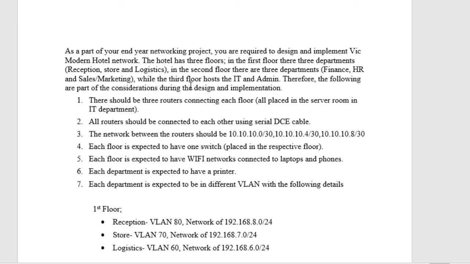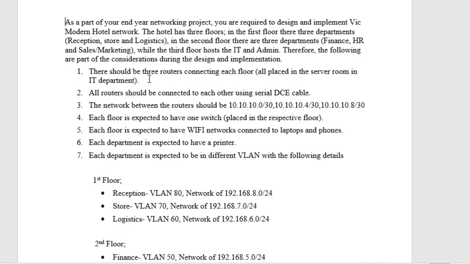Therefore, the following are part of the consideration during the design and implementation. Number one, there should be three routers connecting each floor. Remember, there are three floors, so each router to each floor. Number two, all routers should be connected to each other using serial DCE cable. Very important. Number three, the network between the routers should be 10, this one, this one, and this one. Number four, each floor is expected to have one switch placed on the respective floor. So the switch connects to the router, pretty simple.